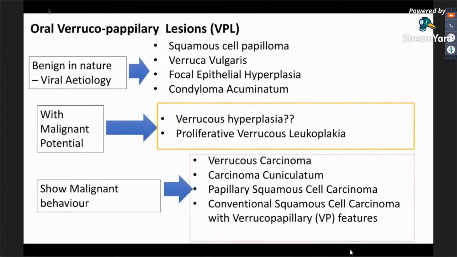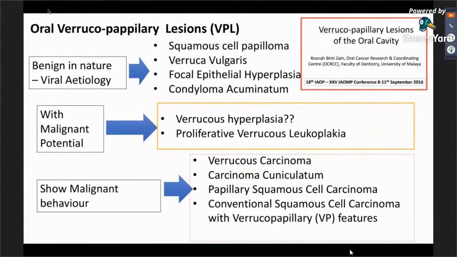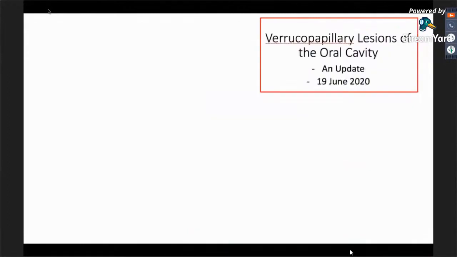But today, I'm just going to talk about those with malignant potential and the ones with malignant behavior. This is something I showed you way back in 2013, and again in 2016, in a lecture I gave at the 18th IAOP and IAOMP conference. Now I've had different thoughts, so I'm presenting this overview diagram again, with all the new developments and differences in thinking.